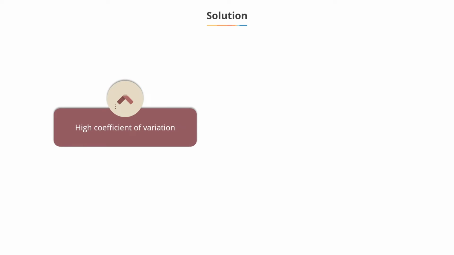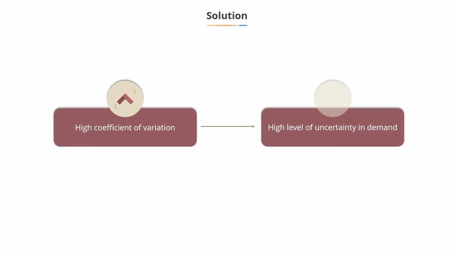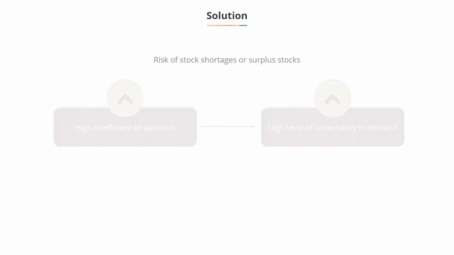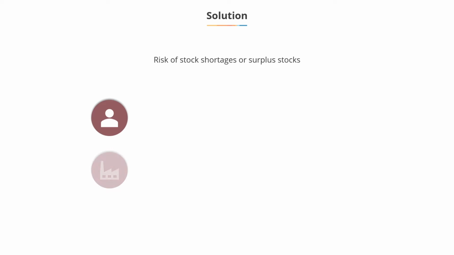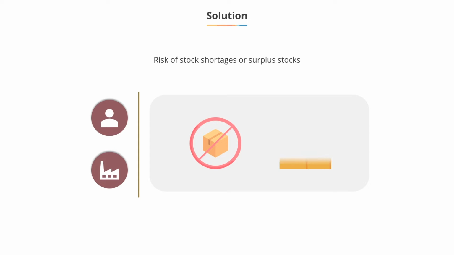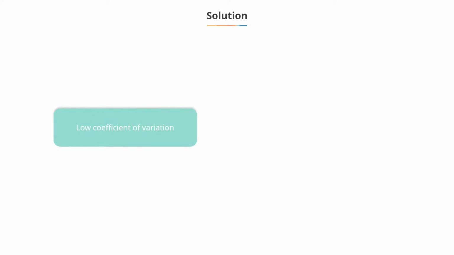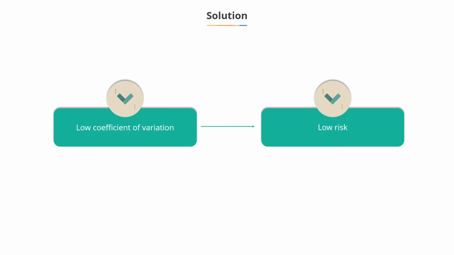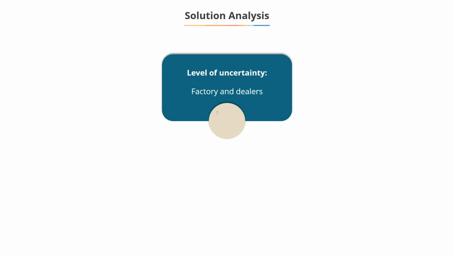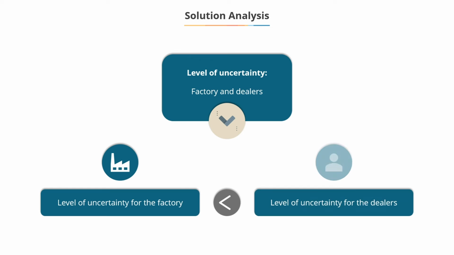In general, high values of coefficient of variation indicate that the level of uncertainty in demand is high. In such cases, the dealer or factory could run the risk of shortages or surplus stocks. When the value of coefficient of variation is low, such risks are less. In this example, the levels of uncertainty for both the factory and dealers, and consequently the risk, are quite low. Further, the level of uncertainty is lower for the factory than for the dealers.